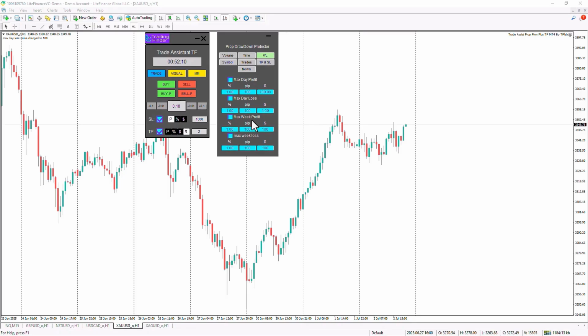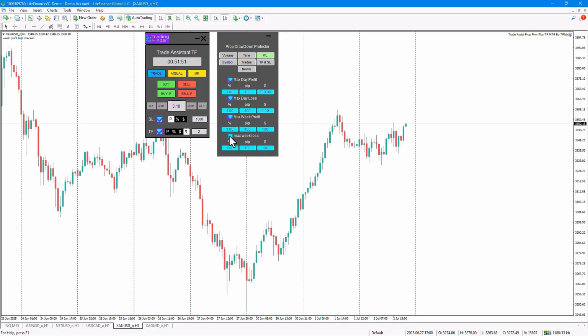prevent incurring heavy losses. In the lower section, there are options to enable or disable the maximum daily profit, maximum daily loss, maximum weekly profit, and finally the maximum weekly loss. In this section, we can activate or deactivate each status.